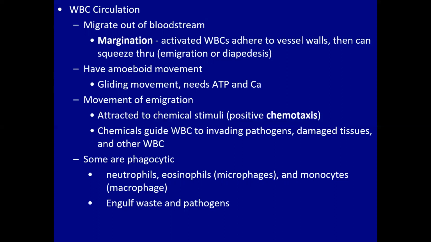These chemical cues guide these white blood cells to whatever is needed to be taken care of, whether it's a pathogen, a bacteria, or a virus, or a fungus, whether it's damaged tissue, or maybe it's other white blood cells because the other white blood cells need help. Some white blood cells are phagocytic, which means they're going to eat other cells. Neutrophils, eosinophils, which sometimes are called macrophages, and then monocytes, which are the macrophages that we have consistently talked about. Their job is to engulf waste and the pathogens.